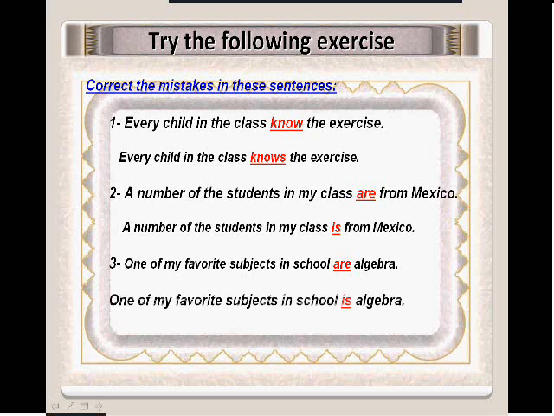Yeah, I think I heard the answer. It should be one of my favorite subjects in school is algebra, okay? Even though I have the word subjects as plural, the verb should always agree with, of course, as you know, one here. Because, of course, one here is the subject and not subjects.